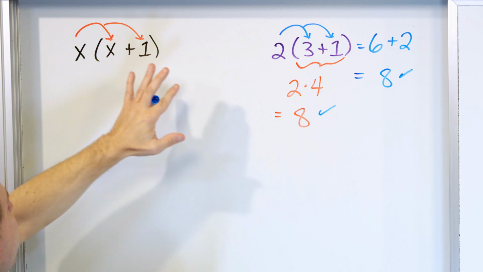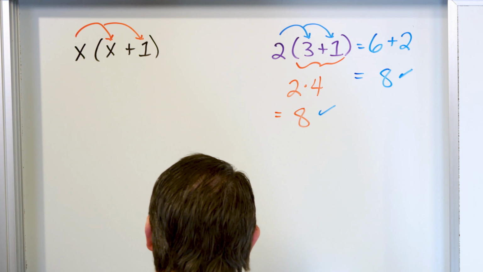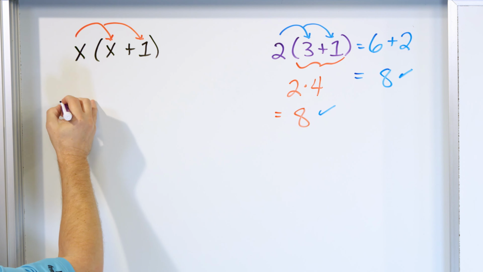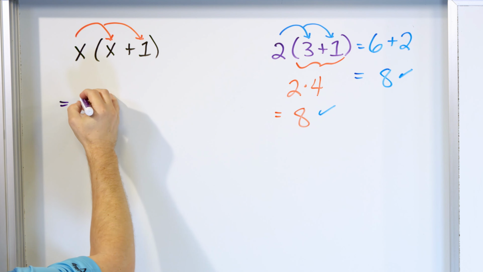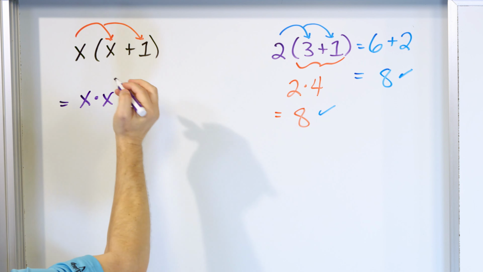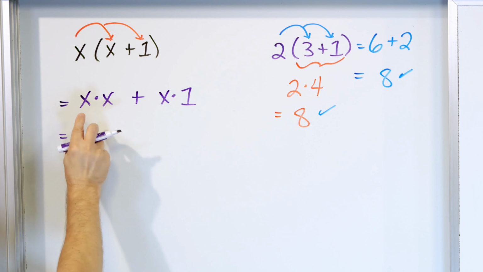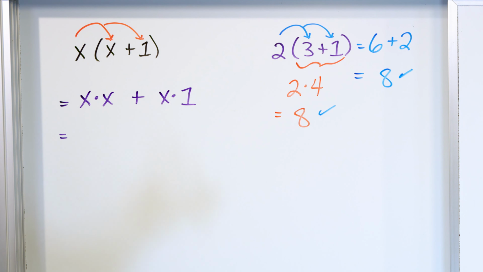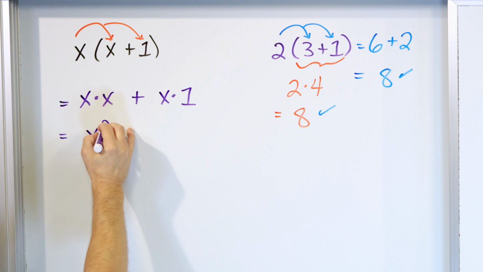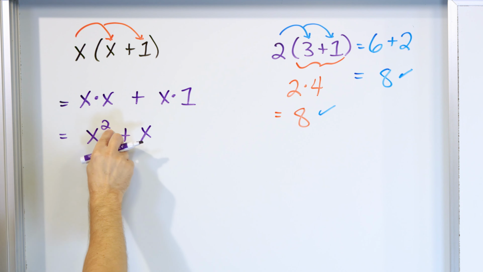So let's apply what we know about distribution to this situation over here, which looks scary, but it's not so scary. So we have x times x. Let's just write it out, x times x. But then we have a plus sign, so we have to link it, and then we have x times 1. All right, now let me ask you a question. What is x times x? We know how to write exponents. This is just x squared. Right? And what is x times 1? Well, that's just x. So we have x squared plus x.